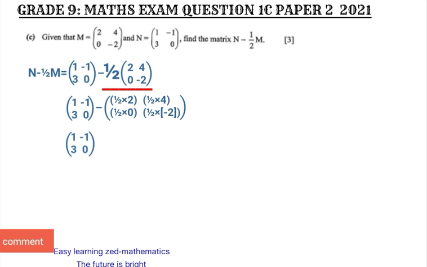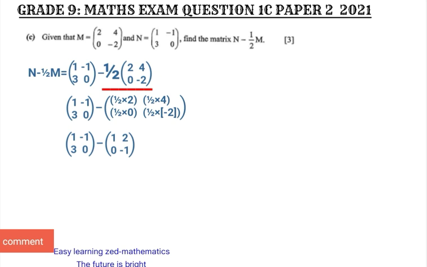Then we need to find the product of matrix M multiplied by 1 over 2. First, I'm going to write minus, open bracket, then 1 over 2 times 2 will give us 1, 1 over 2 times 4 will give us 2, 1 over 2 times 0 will give us 0, 1 over 2 times negative 2 will give us negative 1, close bracket. Now, as you can see, we've got matrix N and the product of matrix M multiplied by 1 over 2. Then we can subtract these two matrices.